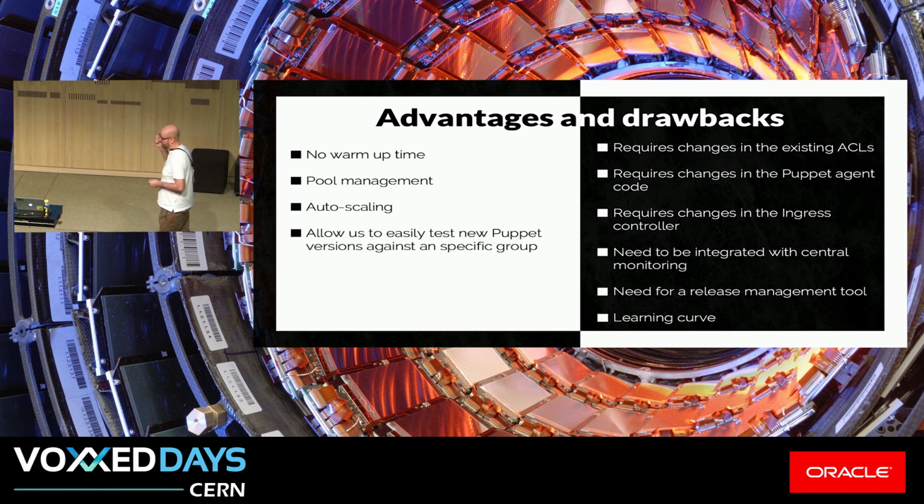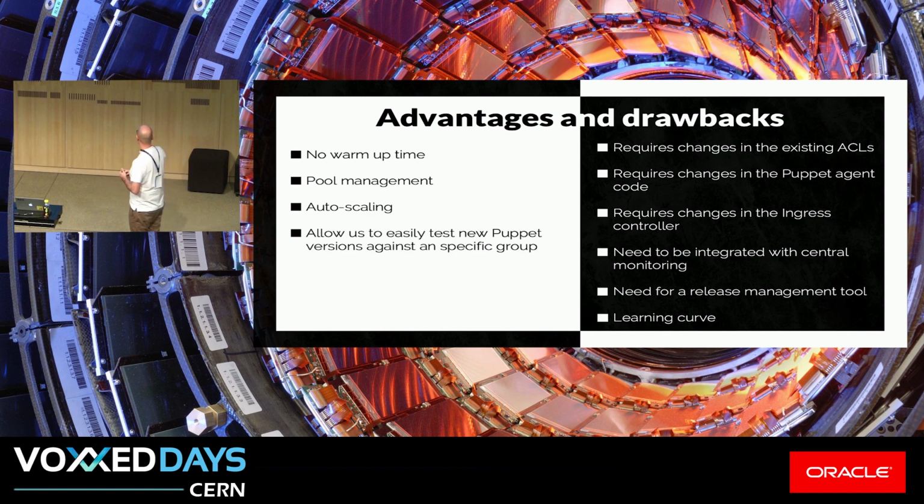We require changes in ingress controller. We are testing actually both Nginx and Traefik. And in both cases, we need to process all the information that is coming from the agent and use it for balanced traffic. And this is something that is not there by default. We need to integrate everything again with the central monitoring. There is some kind of integration already in our deployment of Kubernetes, but we have to add more. We have to add the processing that we have with Puppet.